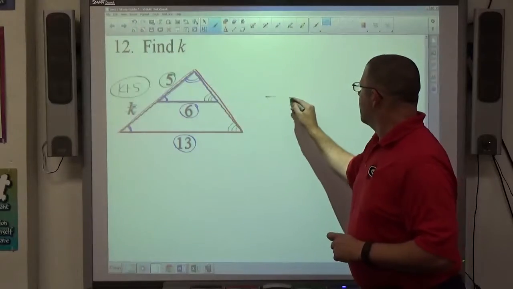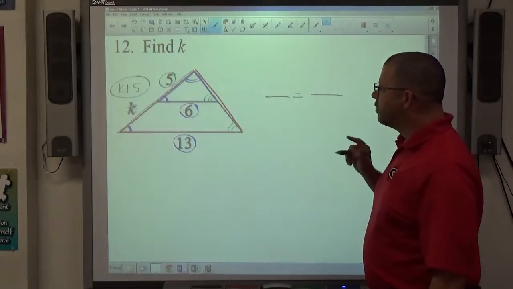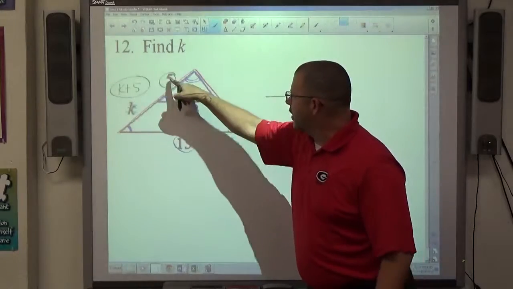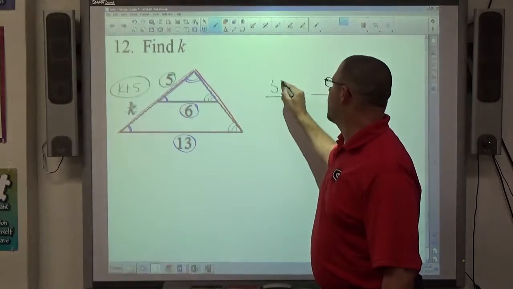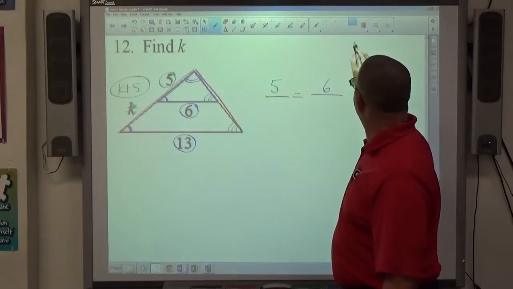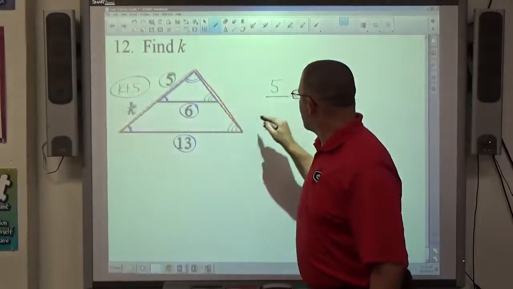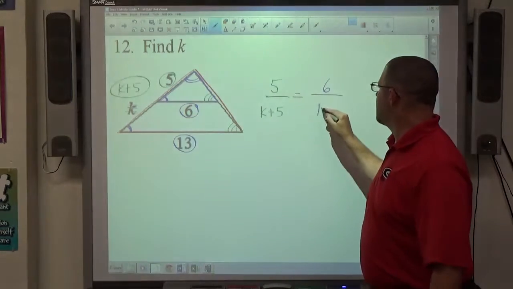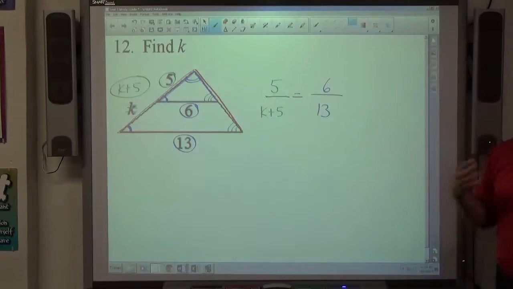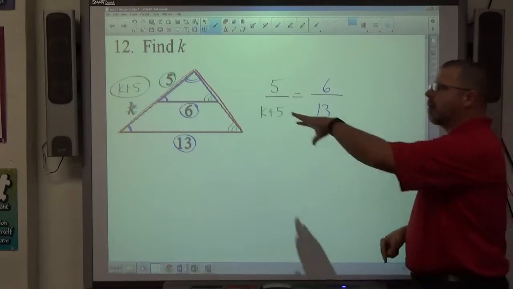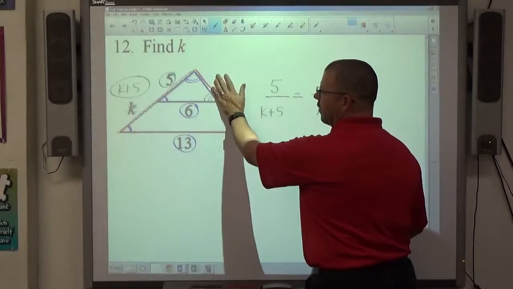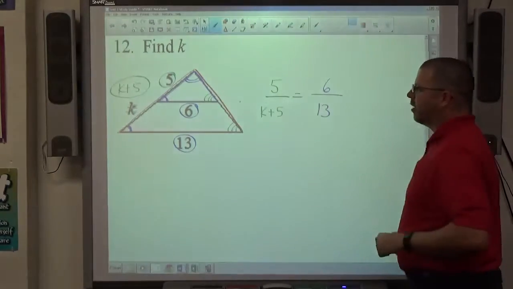So, make a proportion. I always put my measures from one triangle on the top. I'm going to put the blue triangle measures on top. So 5 and 6 both come from the blue triangle. 5 and 6 both go on top. 5 and K plus 5 correspond. I put those in the same fraction. 6 and 13 correspond. I put those in the same fraction. So I make a good proportion. And again, we know nothing about this side, so instead of making a triple proportion like we usually do, we don't need anything about that. This has one unknown, so it can be solved.